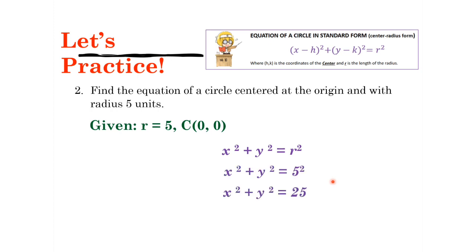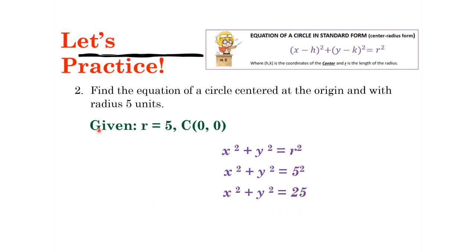Hence the word origin. It's where everything began. It's where we base our answers. So in this case, you're going to have this equation because your h is 0, your k is 0. So it's going to be basically x squared plus y squared. As for the radius that we have here, it's 5. So 5 raised to 2 will give us 25. So this is our center-radius form or standard form for the given.